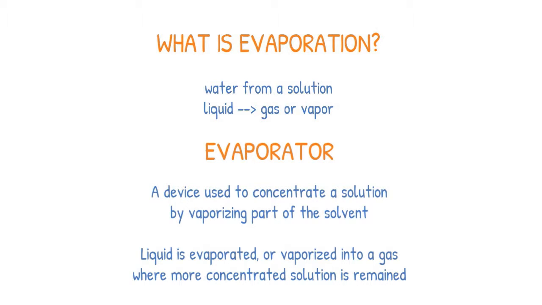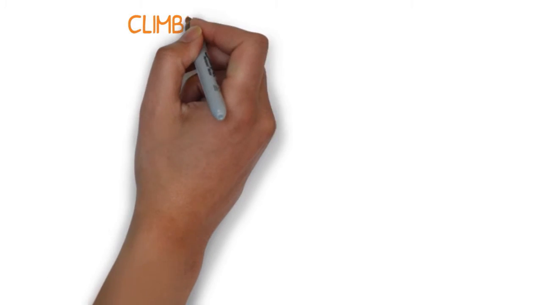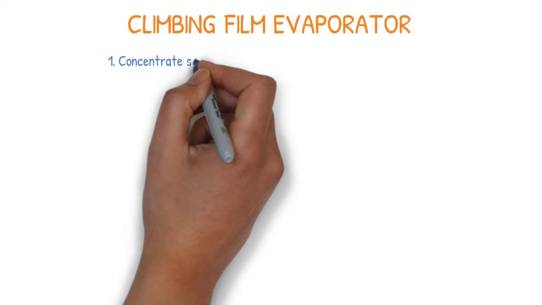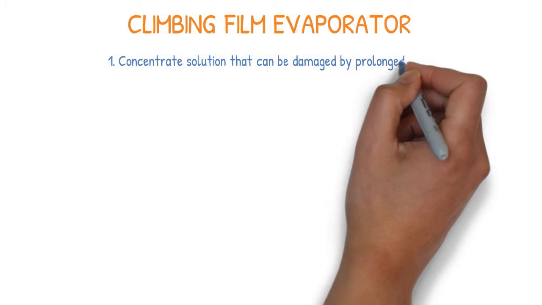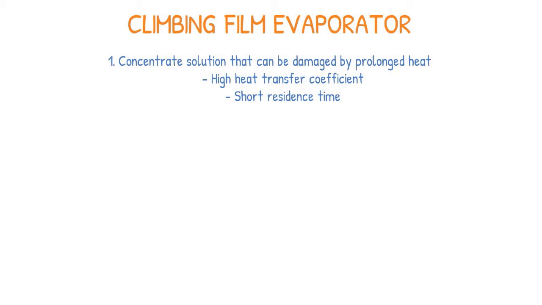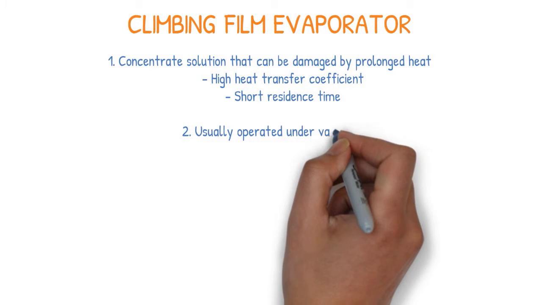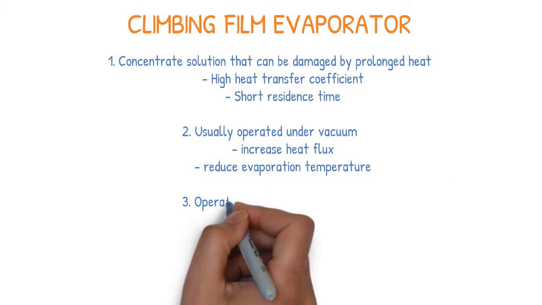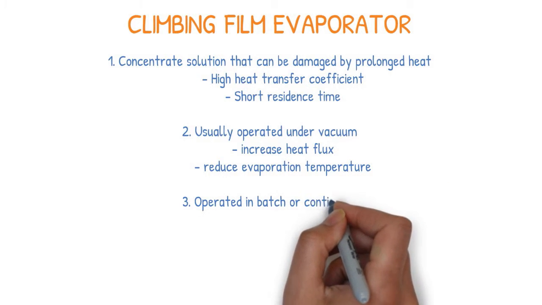There are many types of evaporator equipment in industry, but our main focus is the climbing film evaporator, also known as CFE. CFE provides a high heat transfer coefficient and a short residence time for the solution being evaporated. CFEs are used to concentrate solutions that can be damaged by prolonged heat. Usually CFE operates under vacuum to increase the heat flux and reduce the evaporation temperature, and can be operated in either batch or continuous mode.